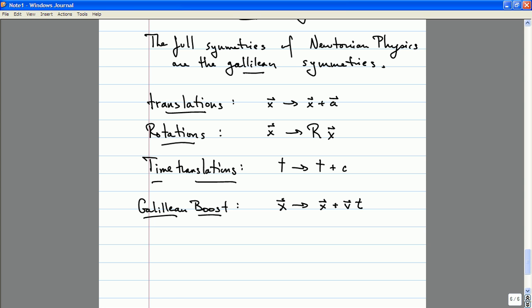And as you know, in special relativity, of course, that is not true, and the Galilean boost symmetry is replaced by something slightly more sophisticated, the Lorentz boost.